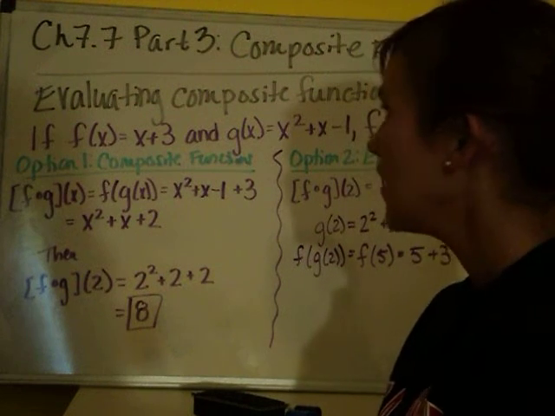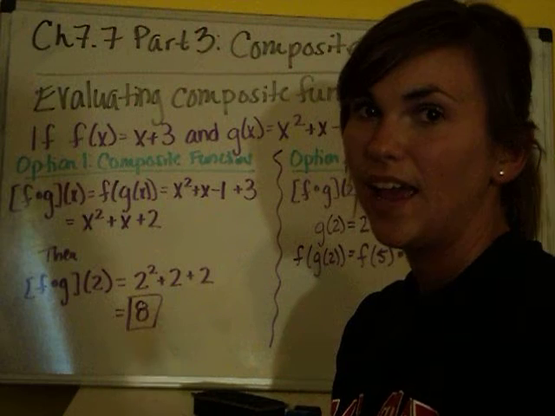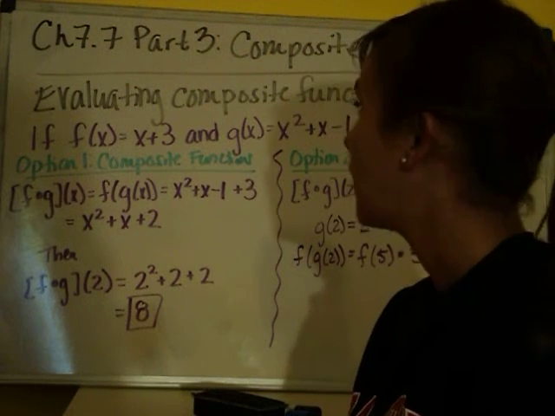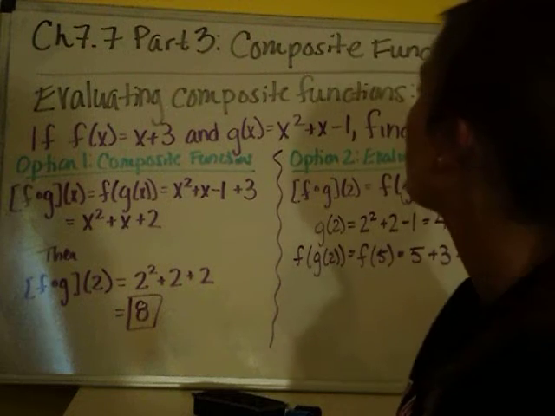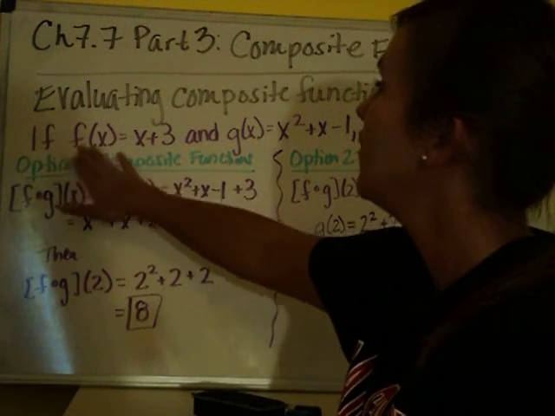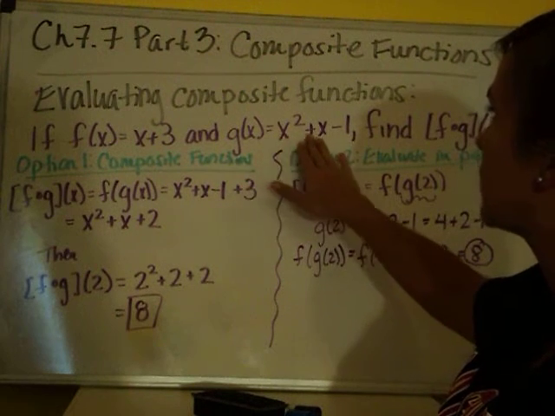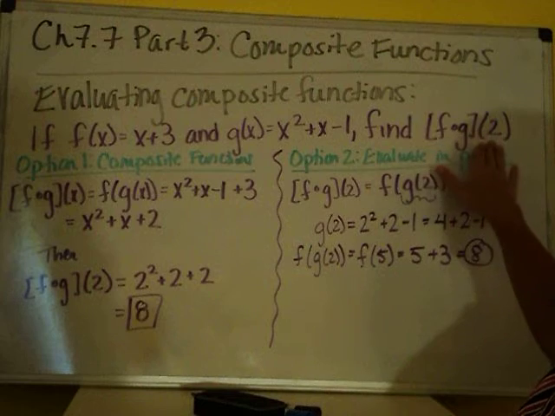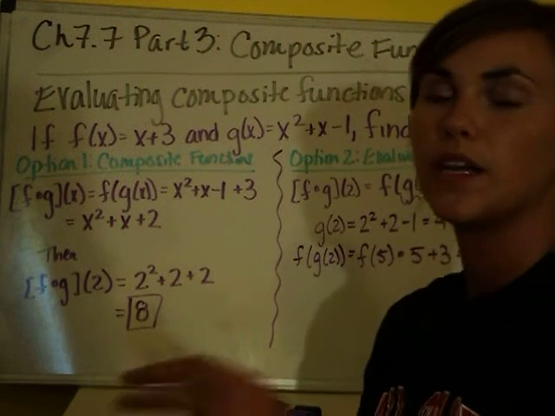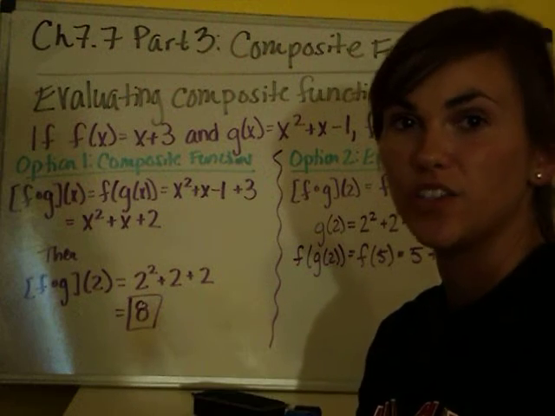There are two ways that you can evaluate a composite function. I will show you both, and then we will do both, and then we'll be done. So, if f of x equals x plus 3 and g of x equals x squared plus x minus 1, find f of g of 2. We're going to composite the functions f of g, and then we're going to evaluate it at 2.